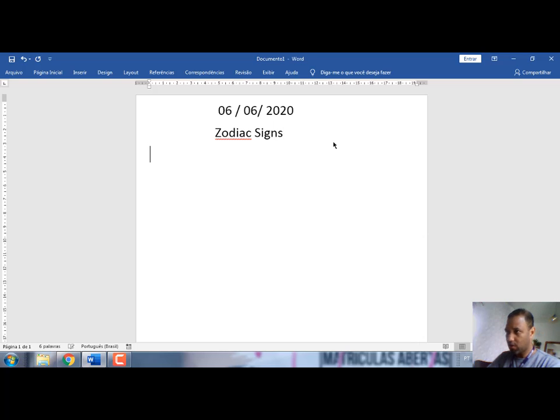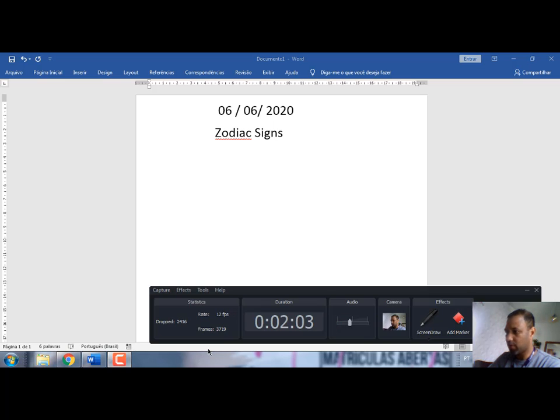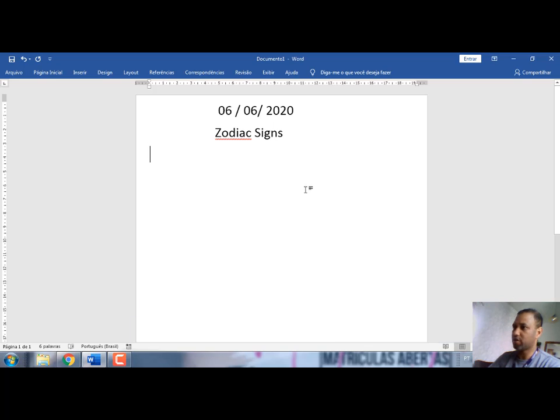Okay, guys, we are going to talk right now about the zodiac signs. In fact, the intention here is to talk about adjectives, more adjectives. There was some boring noise here, and for that reason I stopped. Okay, so let's continue. We are going to use the zodiac signs to talk about the adjectives.